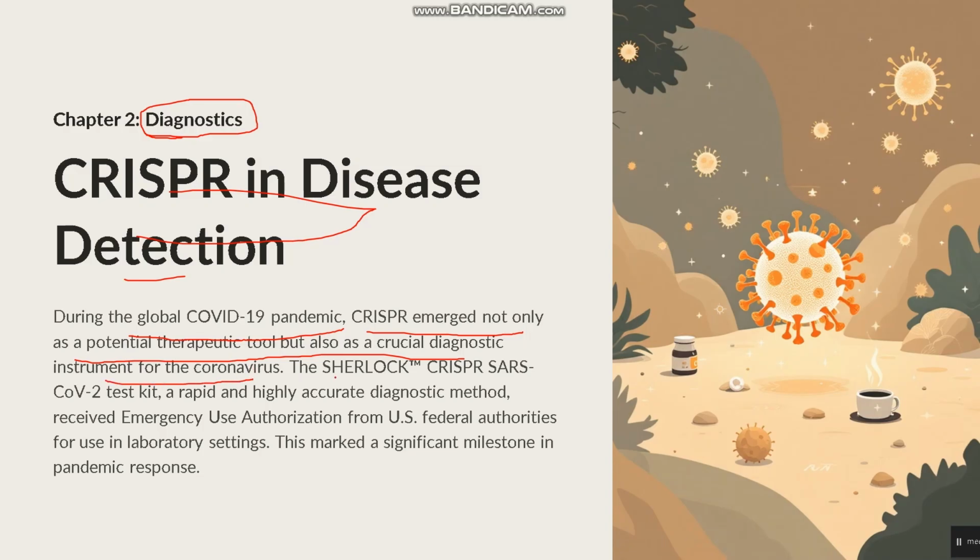So, like the Sherlock CRISPR SARS-CoV-2 test, it is a rapid, early, and highly accurate diagnostic method. The company that produces the Sherlock CRISPR SARS-CoV-2 test made a test kit that exploits CRISPR-Cas9. They got emergency use authorization from US federal authorities for use in laboratory settings. This marks a significant milestone in the pandemic response.